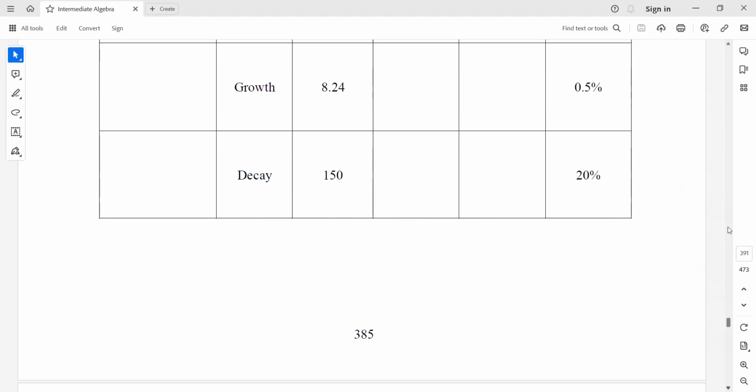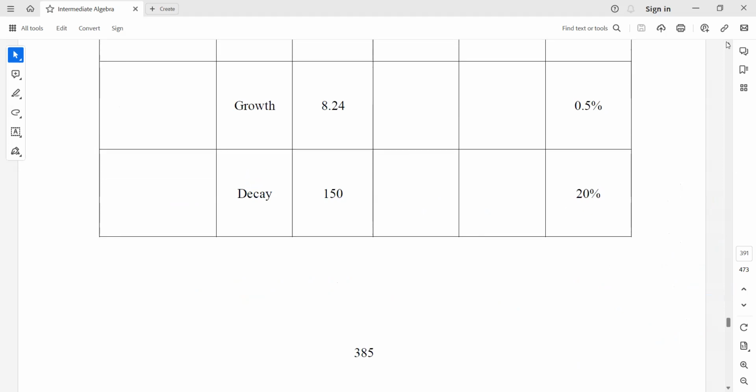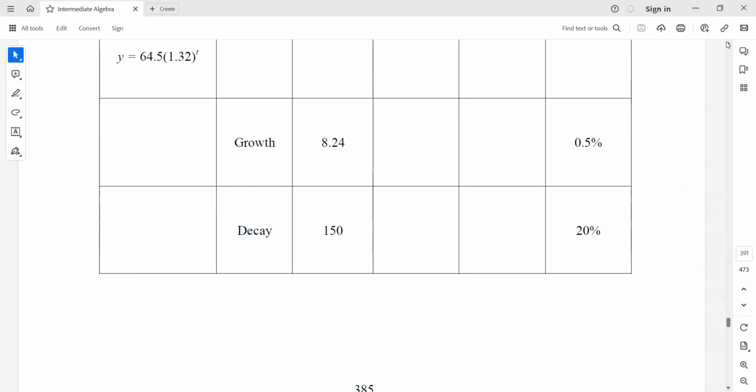Now let's look at the next one. Here we have that the function is a growth function, and the initial value is 8.24. Now the growth rate percentage is 0.5%. Now we are supposed to fill in the blanks.